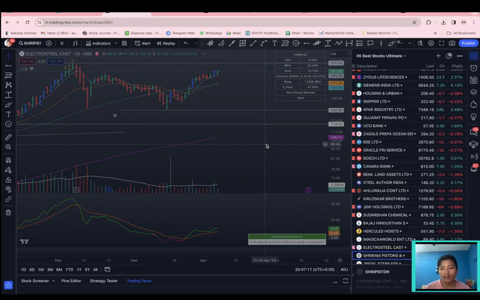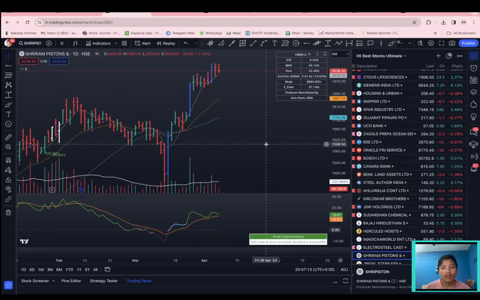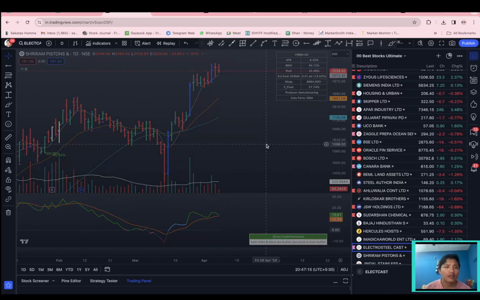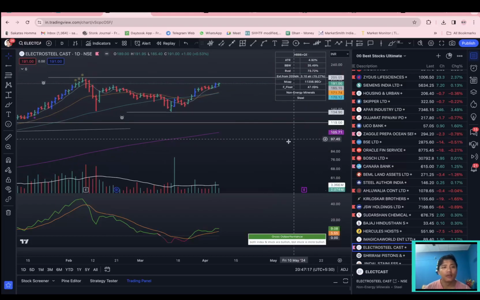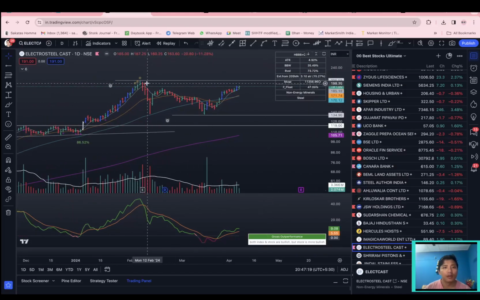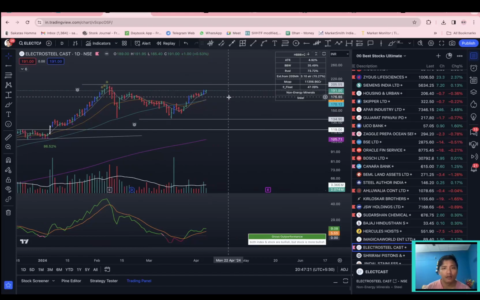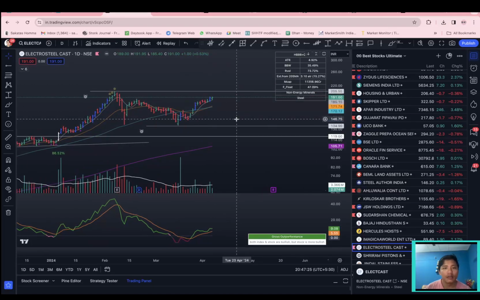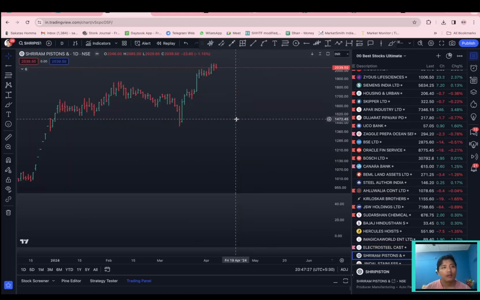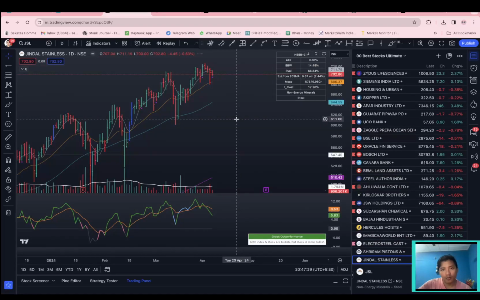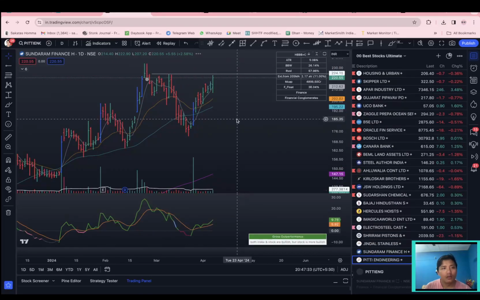Electrocast Steel would be a good positional entry above this. This would be a big base breakout. Hopefully it gives us a handle for a higher and tighter risk management. Shriram Piston is sloping up. Don't like it so much. Not so much.